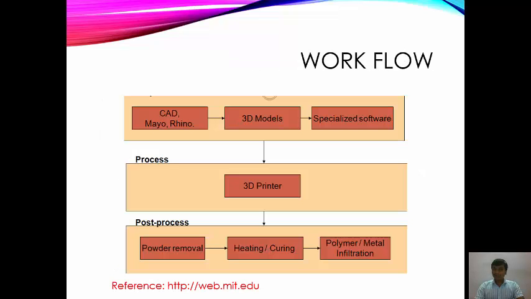And the workflow of this 3D printing is: first, the CAD model is created using specialized software. Then it is printed. Then in the post-processing, excess powder is removed. Heating and curing is done for the object, and the polymer or metal infiltration is carried out.